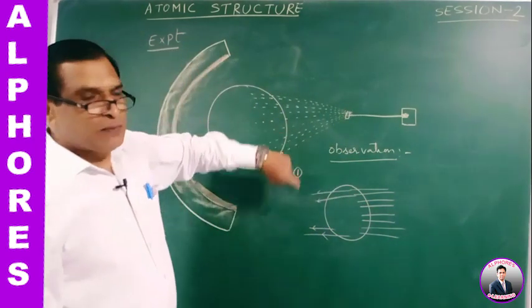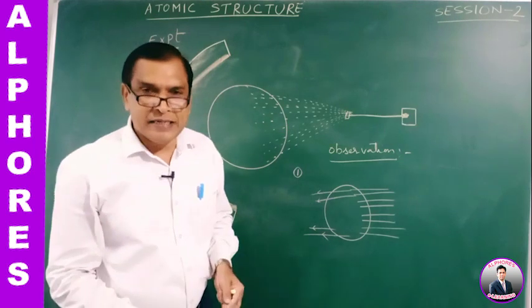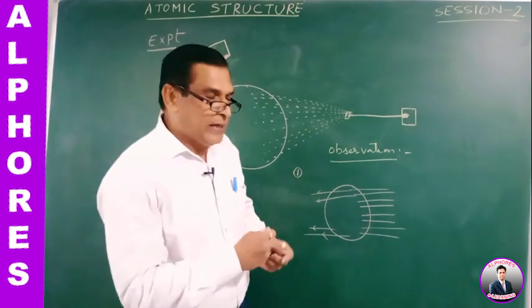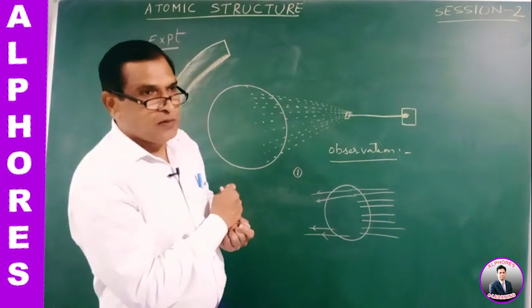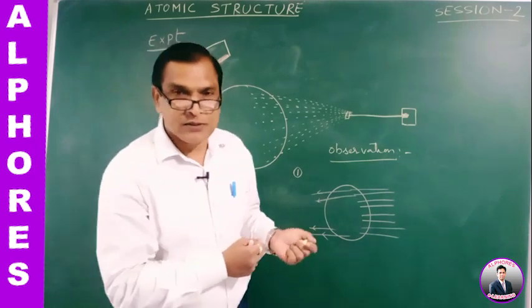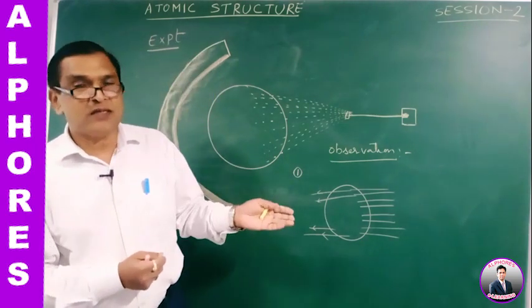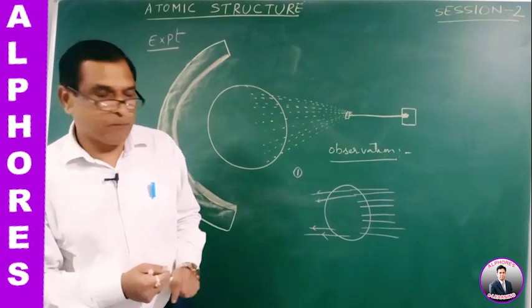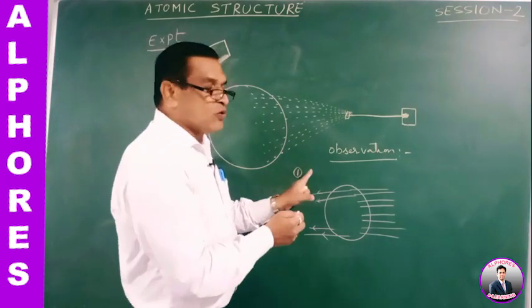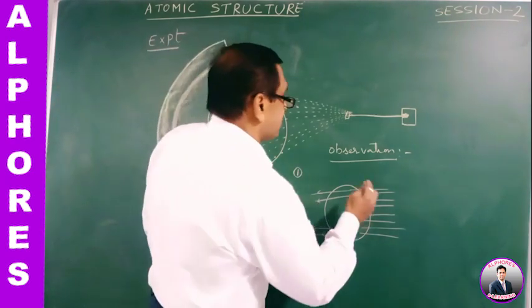Once again, the first observation: most of the alpha particles pass through the thin gold foil in straight lines. That concludes that most of the space in an atom is hollow, that is, empty. So the first observation and first conclusion are done.